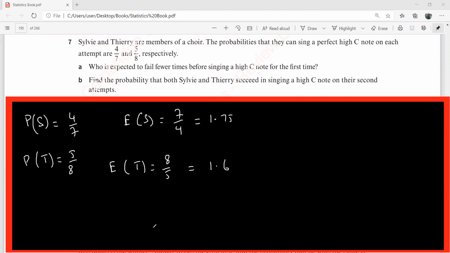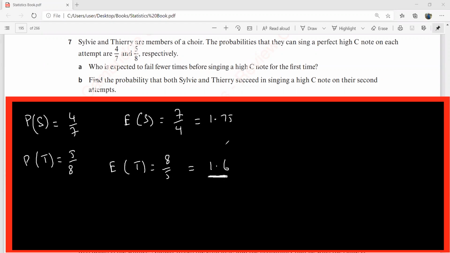Whose mean is less? Now you have seen that this mean is less. So this means this will be failing for the lesser number of times before singing that perfectly. So this theory is the one who is going to fail fewer times before singing a high C note for the first time. Okay, so that was your A part.